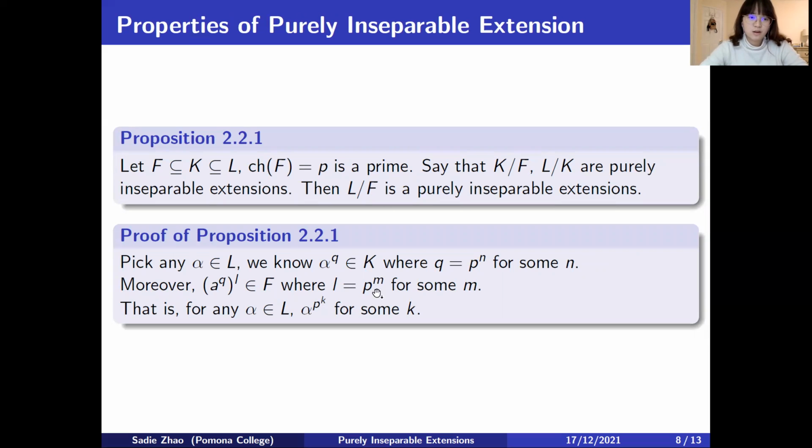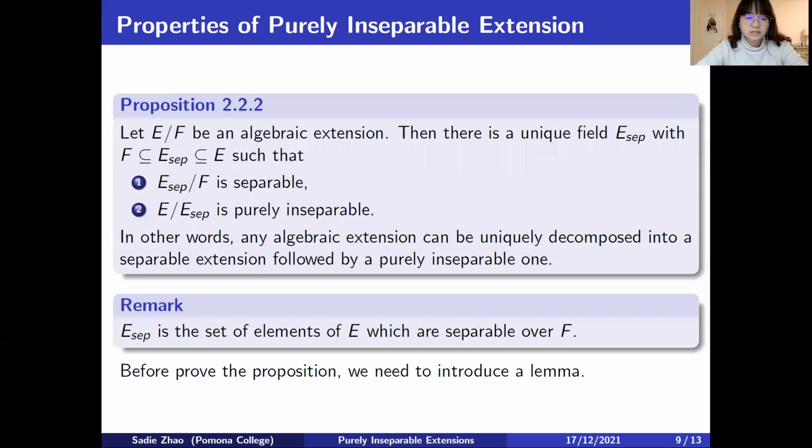And then we want to talk about some properties of purely inseparable extensions. This one is a really simple one. It just says if K over F and L over K are both purely inseparable, then L over F is purely inseparable. The proof is also very straightforward, just using the definition of purely inseparable extensions. This one is a more important and more interesting one.